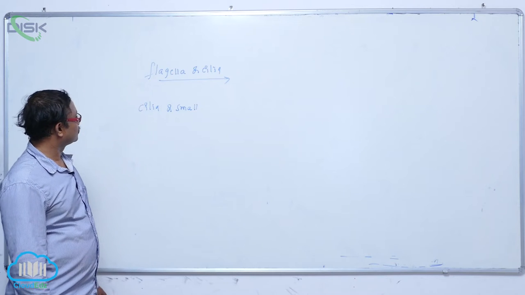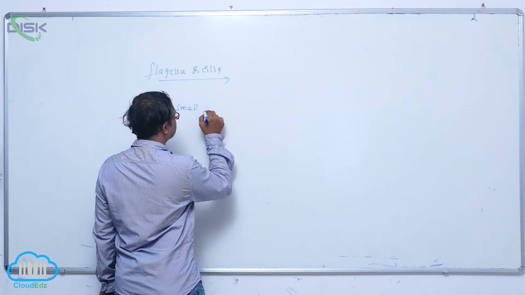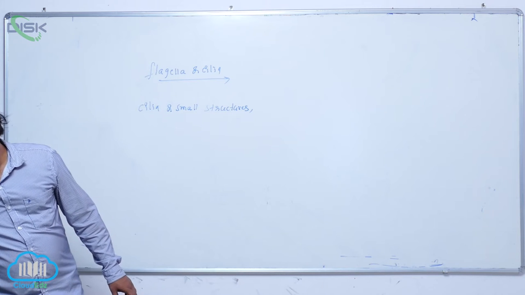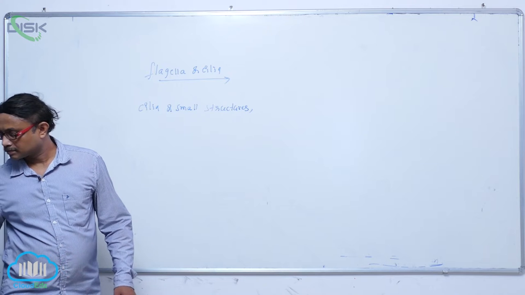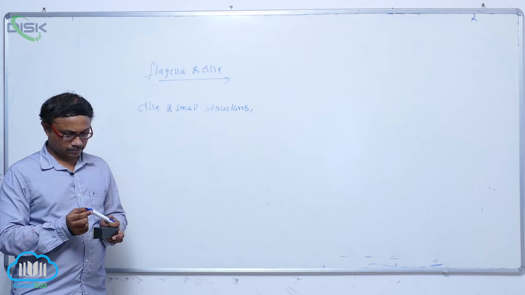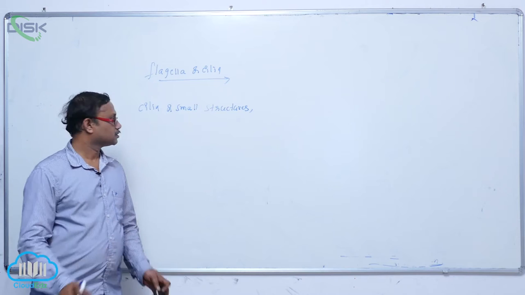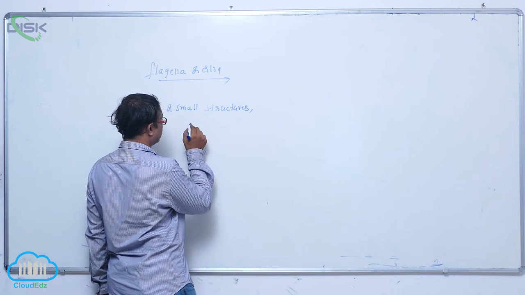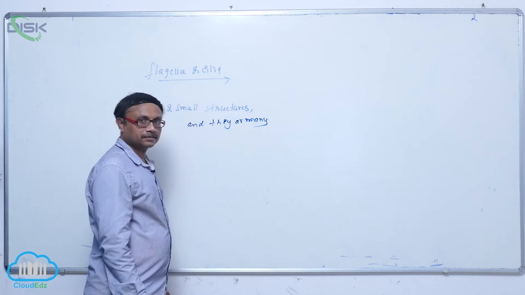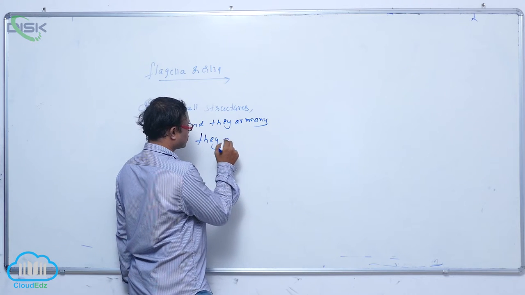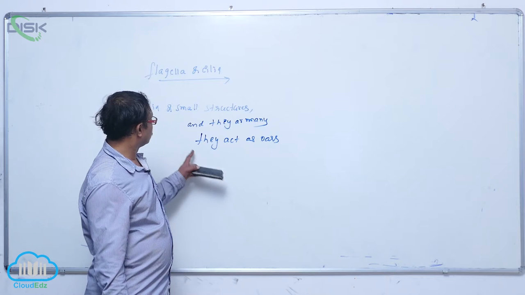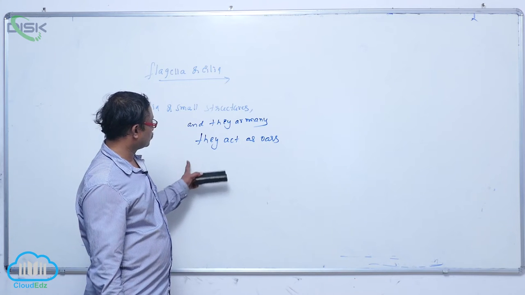Flagellar cilia. Cilia are small structures, and they are many, so they act as oars. They cause movement of the fluid, and also movement of the cell itself.